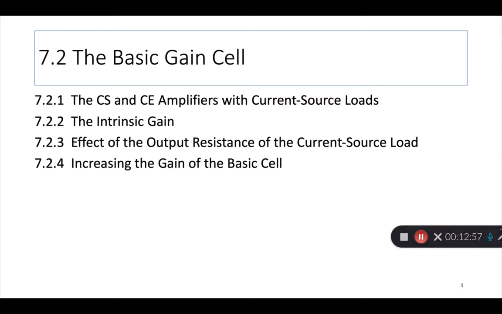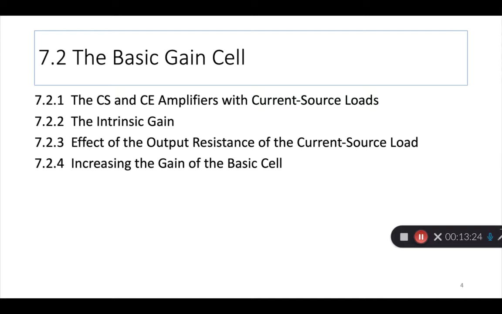So the basic gain cell, the idea in discrete transistors, as you very well know from the previous stuff that we have studied on amplifiers, is that where you want the highest voltage gain to be achieved, that means V output by V input as high as possible.